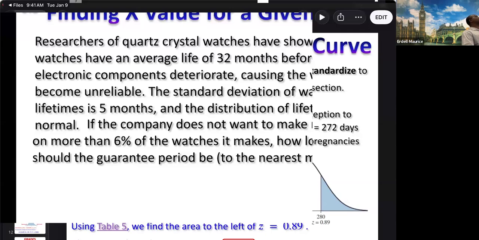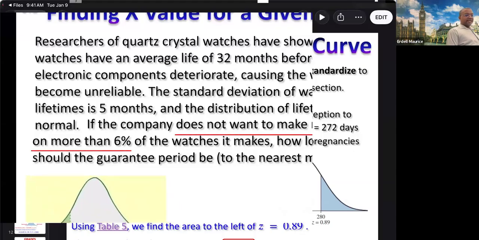Quite simply, the longer the warranty, the more people will be able to return things. Imagine that the average is 32 months. Imagine they put the warranty at 95 months. Basically, everyone will make a warranty claim. So they can't set it for one day; they want to figure out how many months they can set it for. And that's what they're going to do right here.